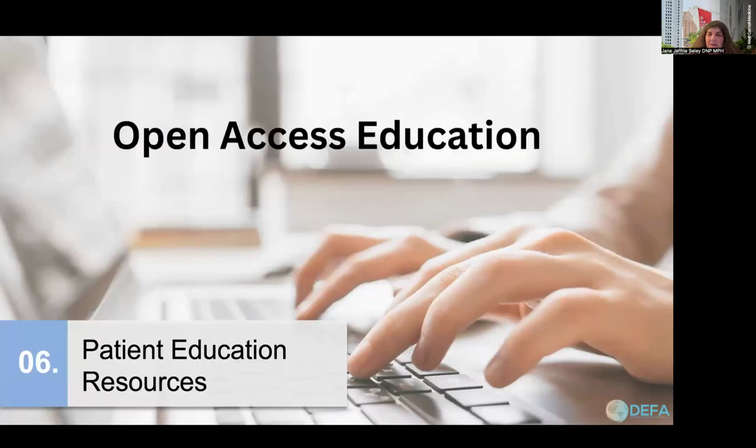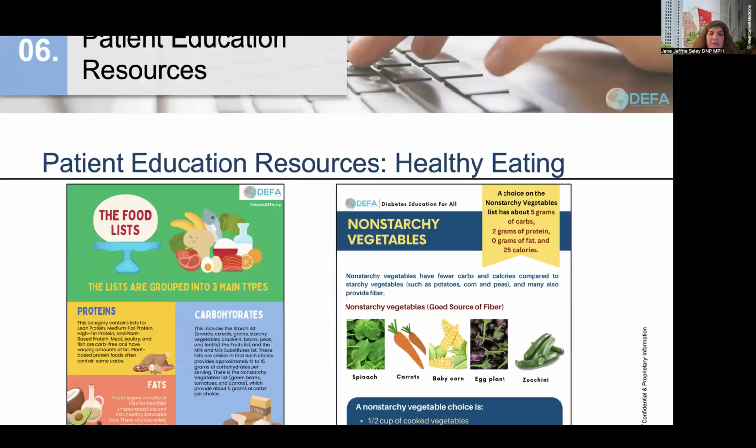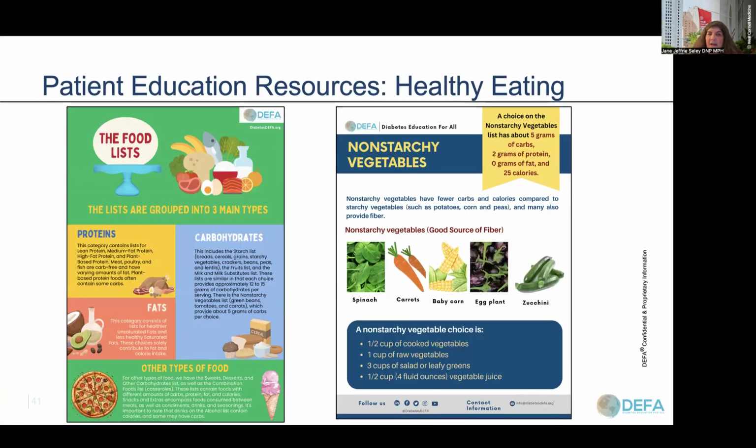So this is just a couple of examples of open access education on the DEFA website related to pregnancy, and we have them available in English and Arabic. So on the left-hand side goes over the different foods in each main nutrient, proteins, carbohydrates, and fat, and does list some combination foods and make some suggestions about how to figure that out in your meal plan. On the right-hand side is one of my favorites, the non-starchy vegetables, where people don't have to restrict the amounts very carefully because these foods don't have a lot of carbohydrate in usual portion sizes.